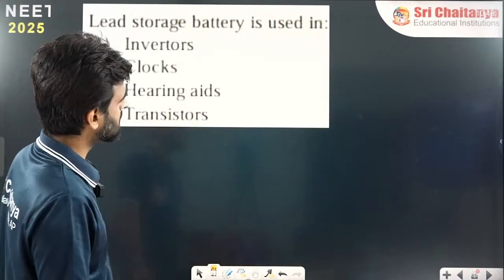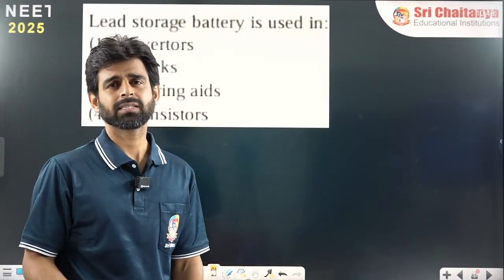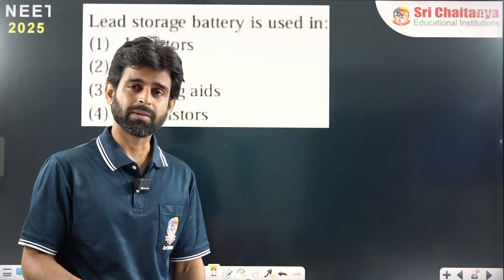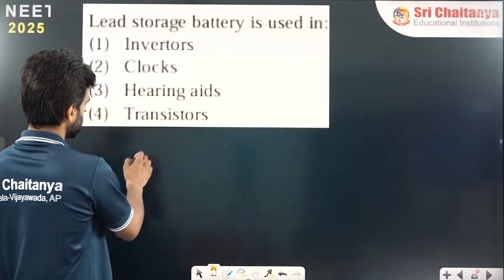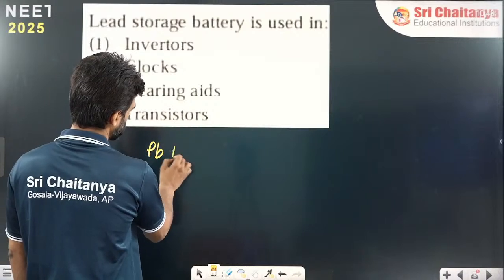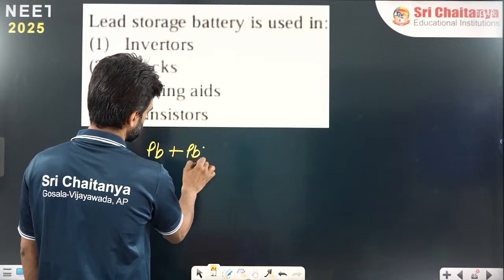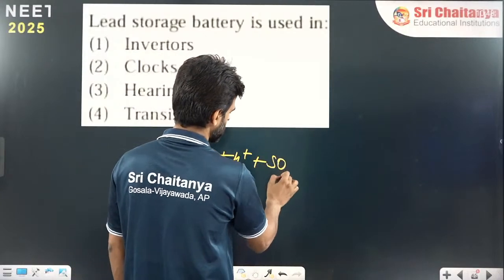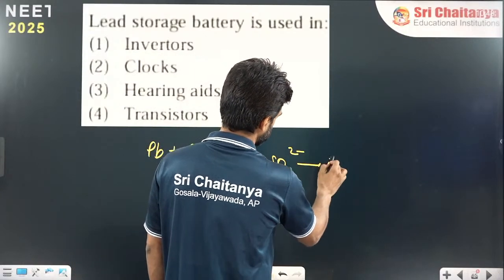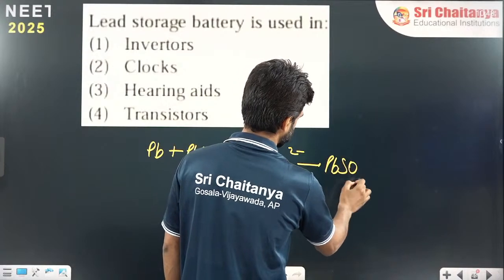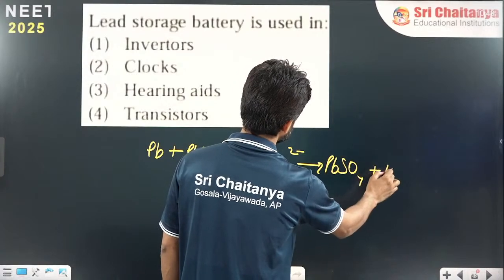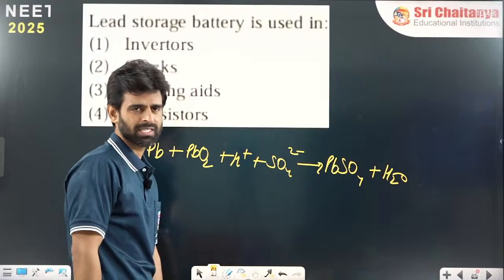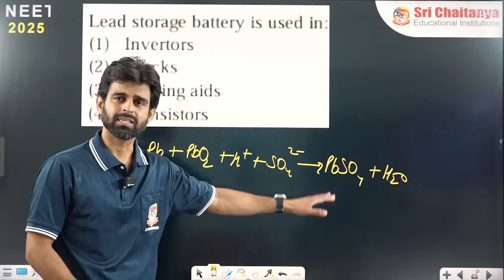Okay, we use lead storage battery in our inverters, right? It's a rechargeable battery. If you remember the reaction also, the reaction was Pb plus PbO2 in acidic medium, or sulfuric acid we have there. It makes PbSO4 plus water. It is the reaction during discharging, and we reverse it during recharging, right?